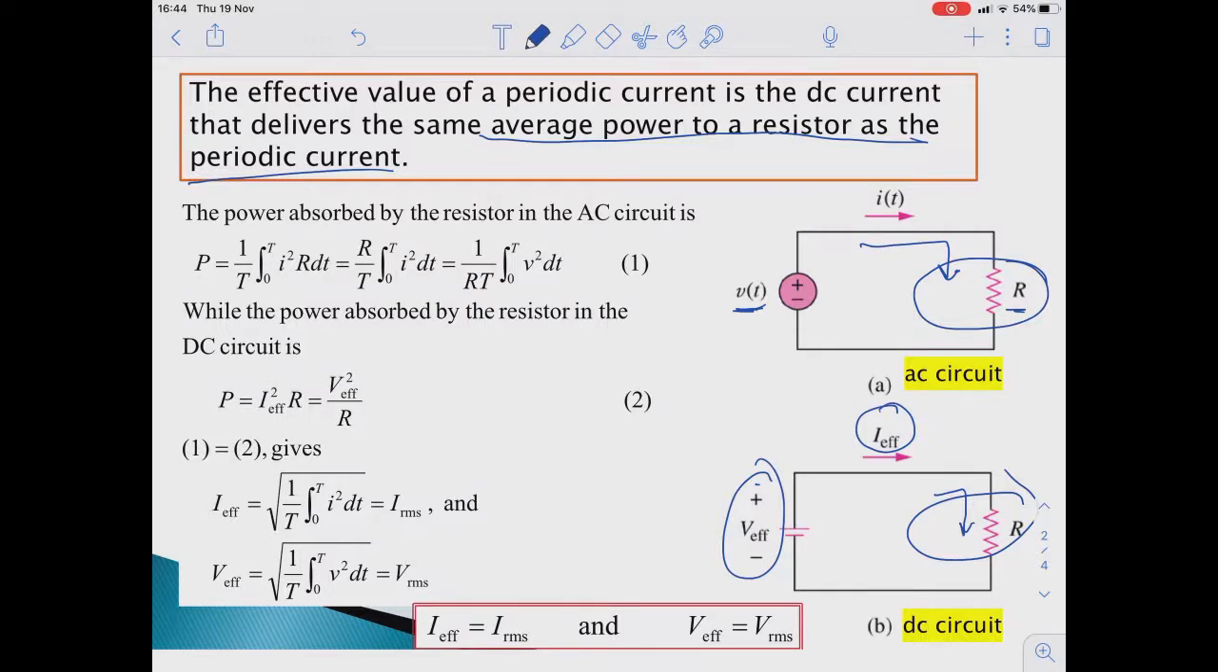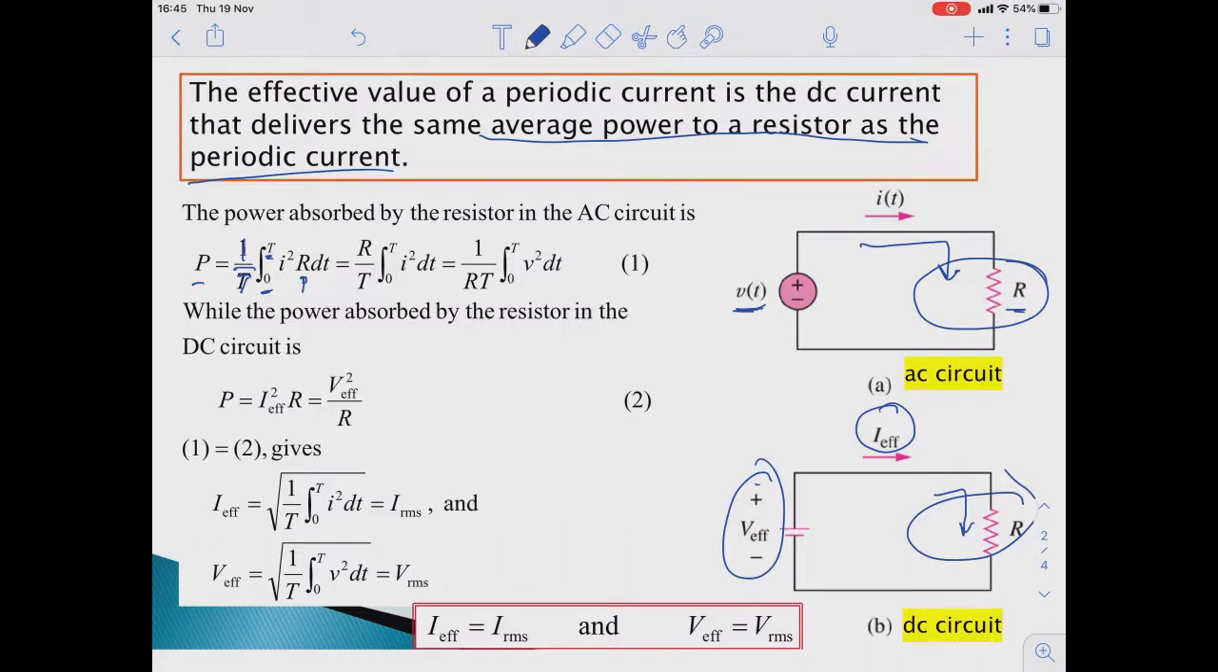The average power P is equal to 1 over T, integrate i squared R dt within one period. R is constant, so we take it out.